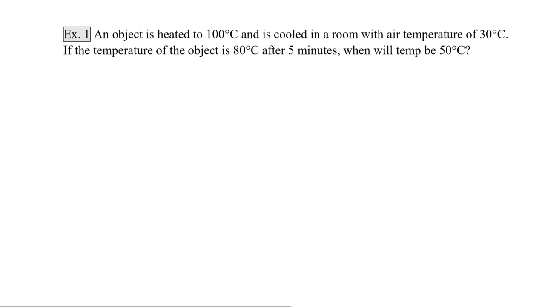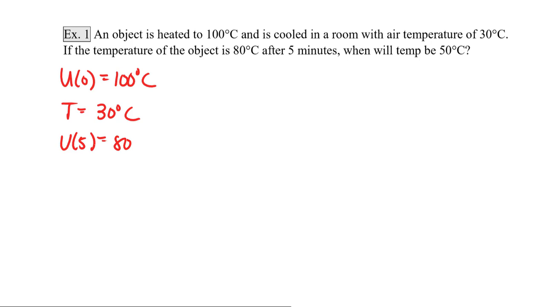Example 1. An object is heated to 100 degrees C and cooled in a room with air temperature of 30 degrees C. If the temperature of the object is 80 degrees C after 5 minutes, when will the temperature be 50 degrees C? So let's list what we know. The initial temperature, U of 0, is 100 degrees C. The air temperature of the room, the surrounding medium, is 30 degrees C. If the temperature of the object is 80 degrees C after 5 minutes, that means that U of 5 is equal to 80 degrees C. We're being asked to find when will U of t equal 50 degrees C.